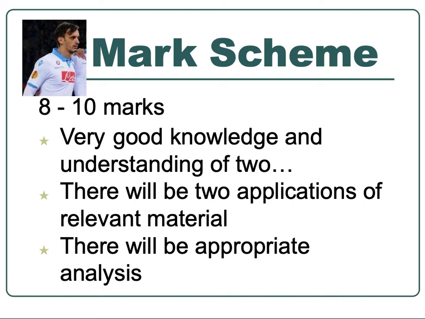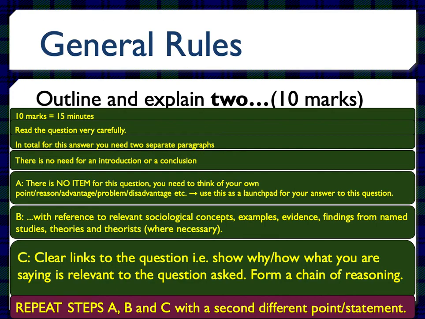If we look at the mark scheme, then there are some common factors that we can note for a top mark band answer, that is between 8 and 10 marks. Firstly, very good knowledge and understanding of 2, and again that could be your reasons, disadvantages and so on. In other words, they need to be accurate and they need a fair bit of detail. Your 2 points need to be developed using the chain of reasoning, hence the general rules I set out earlier. And these are recapped here. Remember, these are the general rules for answering this question type, and this question appears across all 3 papers.